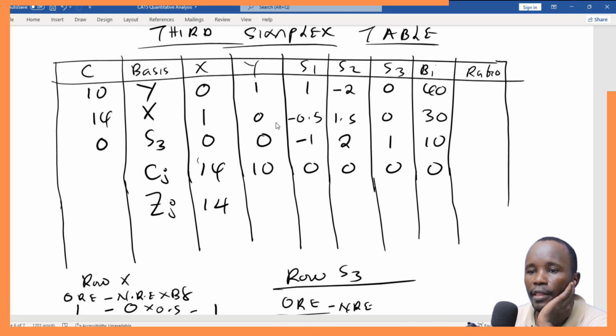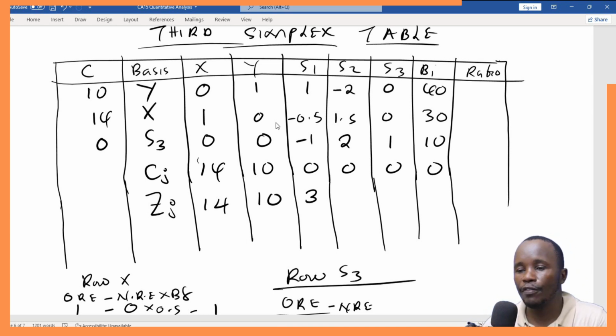This gives you 10. This will give you what? 10 times 1 is 10, minus 7. 10 minus 7 will give you 3. This is negative 20, plus negative 20. What is 14 times 1.5? 14 times 1.5 gives you 21. So negative 20 plus 21 gives you 1. 1 plus 0 is 1.